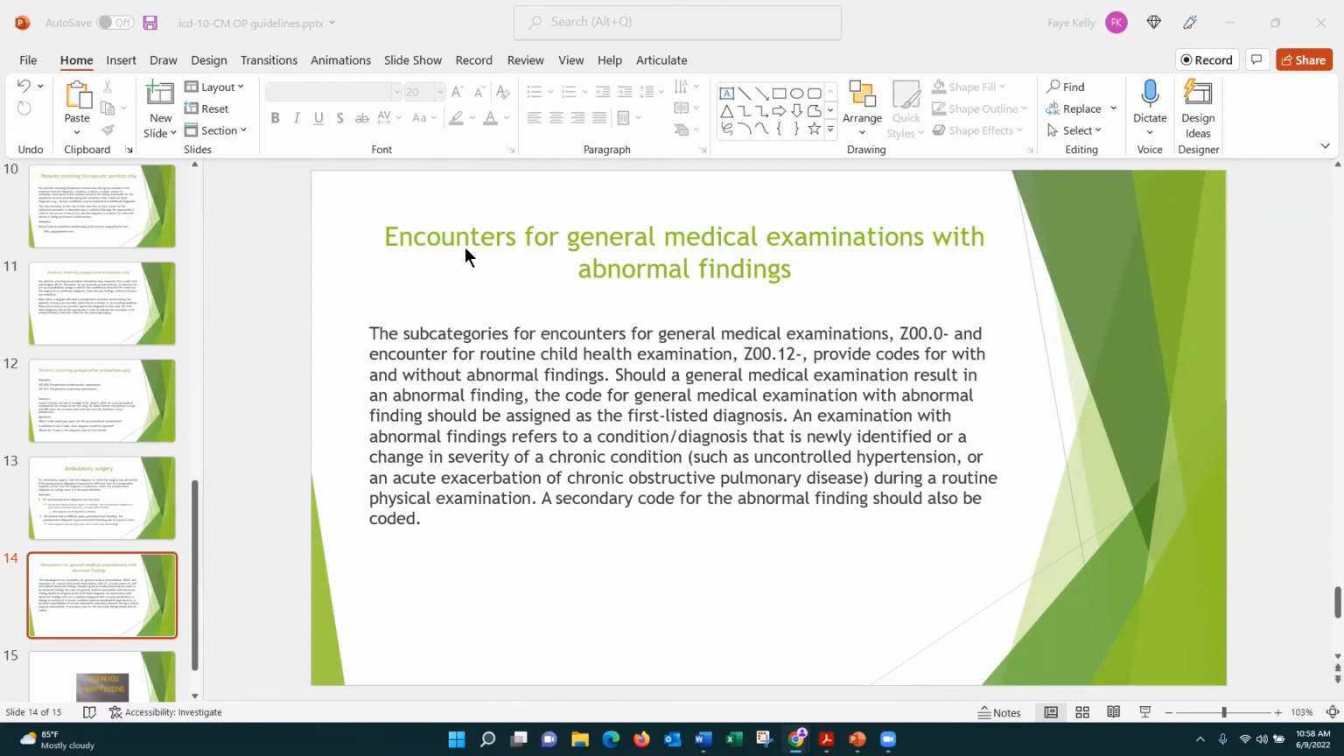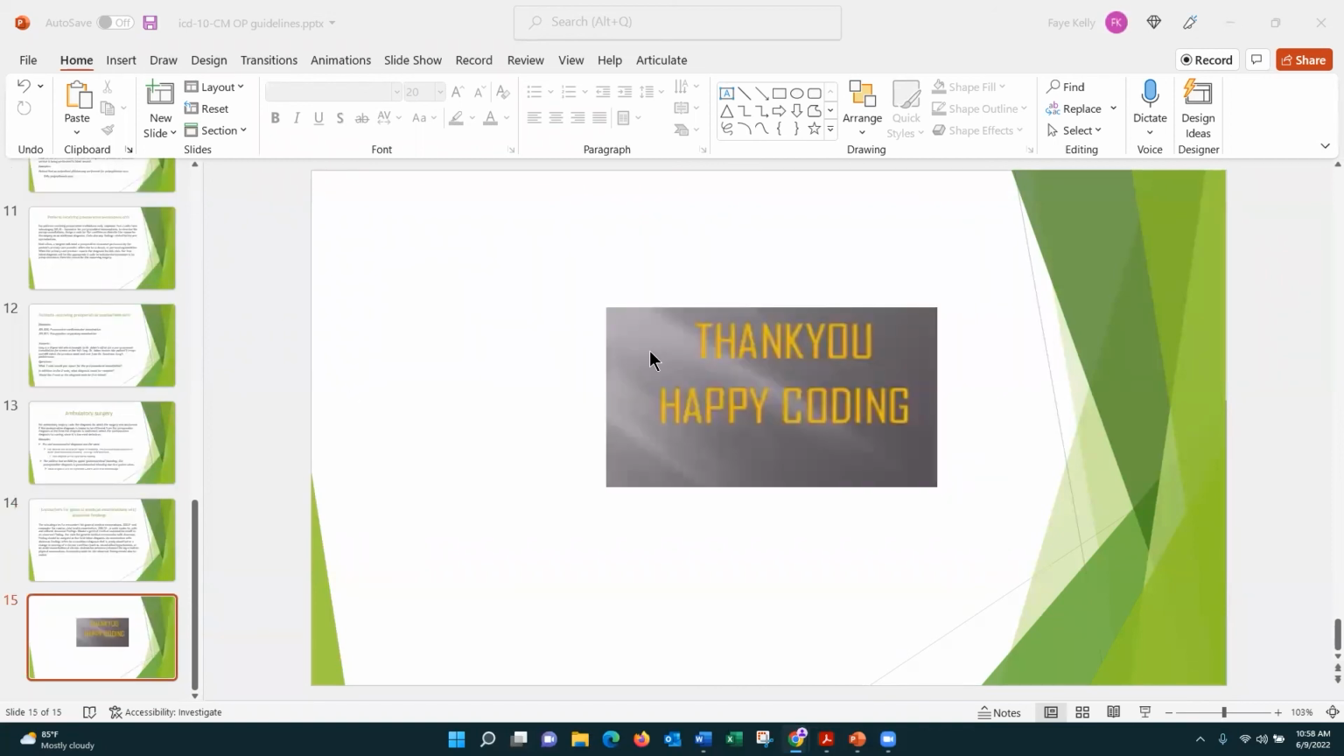And that term encounter a lot of times throws us off. We don't always look for that. We know that the patient's here for a medical exam, but we don't think about encounter because your physician that you're coding for is not going to say encounter. He's not going to document that. You just know he's here for a medical exam. And that's the end of the outpatient guidelines.